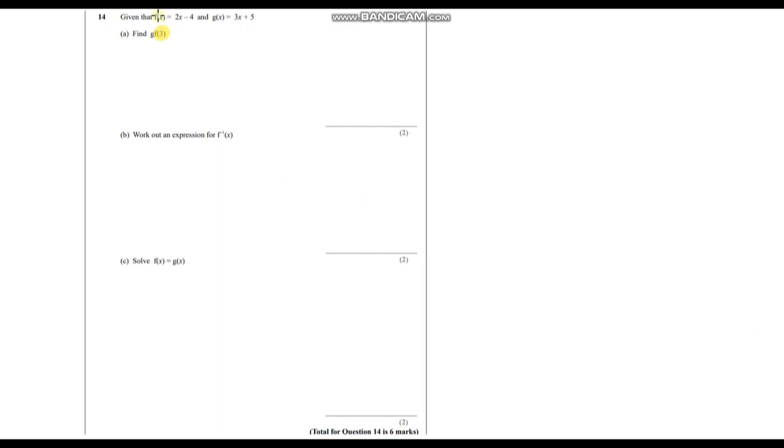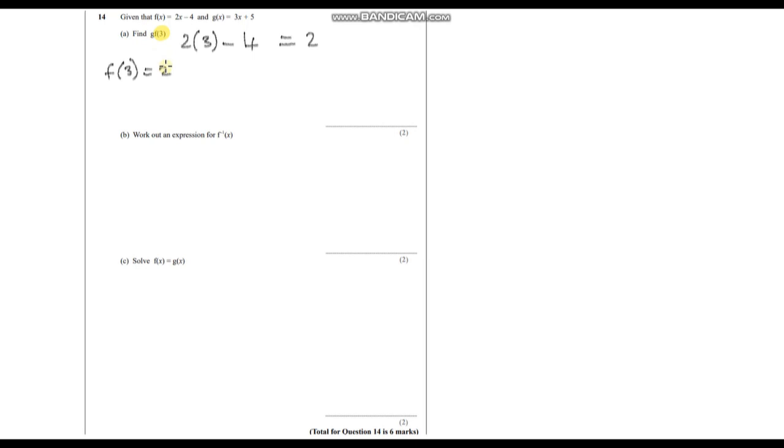So here's the f function. I just need to substitute 3 into this function here. So it's going to be 2 times 3 minus 4. 2 times 3 is 6. 6 minus 4 is 2. So we can say that f of 3 equals 2. I need that last bracket on there.